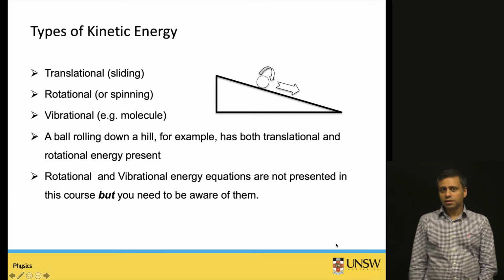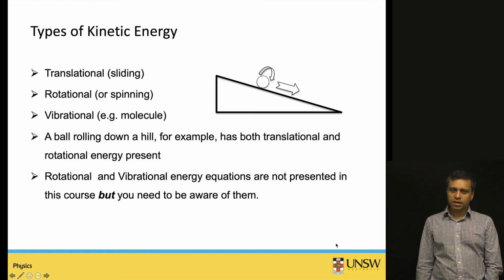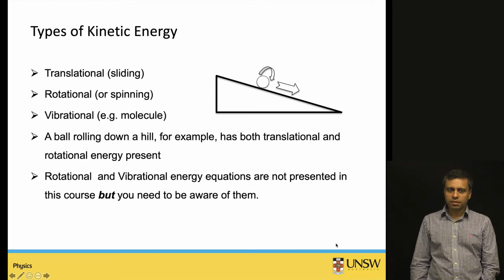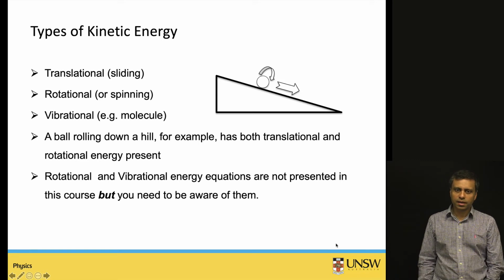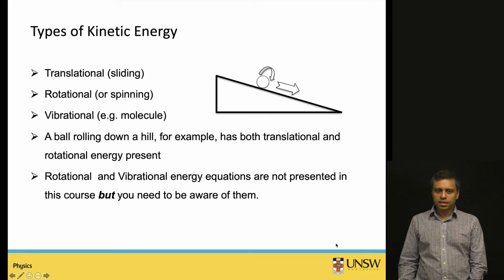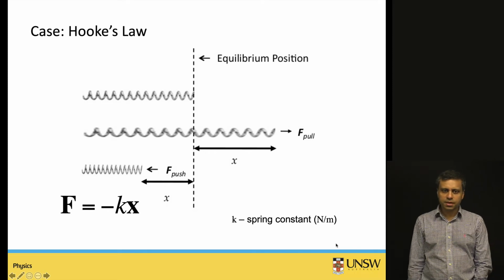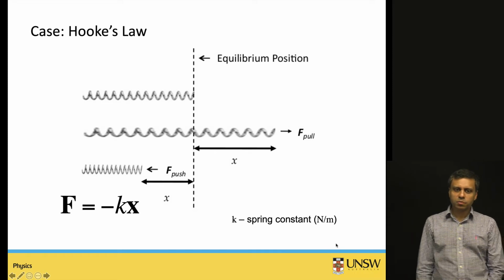A ball rolling down an incline has both rotational energy and translational energy combined. So it is possible to have multiple forms of kinetic energy at the same time. In this course, we won't be talking about rotational and vibrational kinetic energy, but we'll mostly be focusing on translational kinetic energy. Let us now look at another example, a case of a spring, the type of force that is developed when a spring is pulled or pushed.